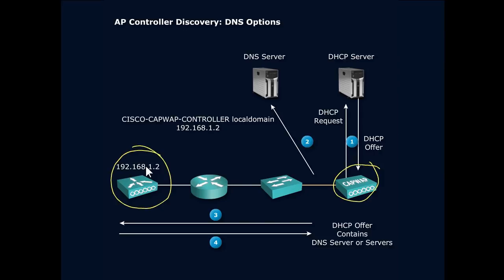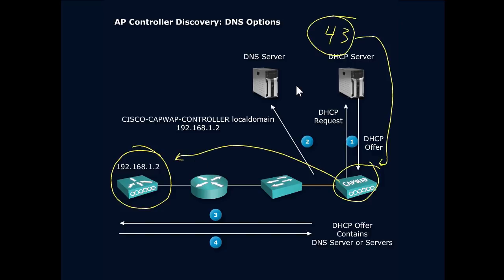See, local CAPWAP and access point connections between an access point and a wireless LAN controller are easy. But what if it's remote? Well, one option is option 43. Remember, our DHCP server could tell the access point how to find its wireless LAN controller through option 43. Don't forget to enter it in hexadecimal if you are in the Cisco environment.